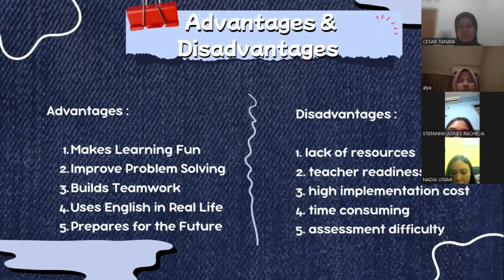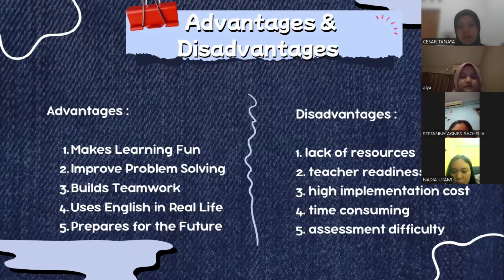Okay, for the advantages of STEM, first is it makes learning fun. So students can enjoy learning because they do real projects and experiments. Second, improves problem solving. So students learn how to think and find solutions. Third, builds teamwork so students can work together and share ideas. Fourth, uses English in real life so students use English to talk, write, and present during projects. And the last is prepare for the future. So STEM can help students get skills for future jobs.